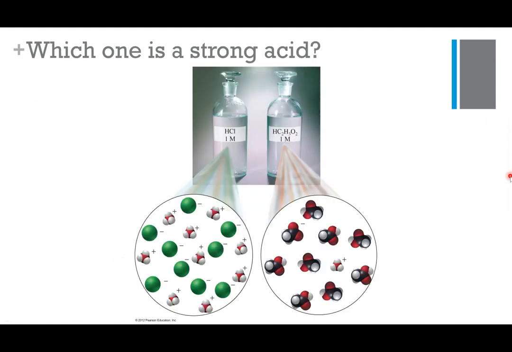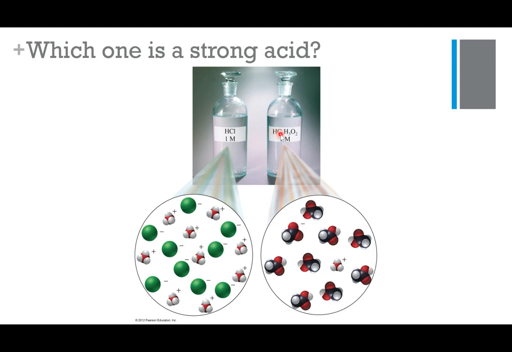Looking at these two acids, see if you can determine which one's a weak acid and which one's a strong acid. Okay. Looking at the pictures for HCl, I see a whole lot of charges here: negative, positive, negative, positive, negative, positive, negative, positive. So everything here has broken apart into its ions.